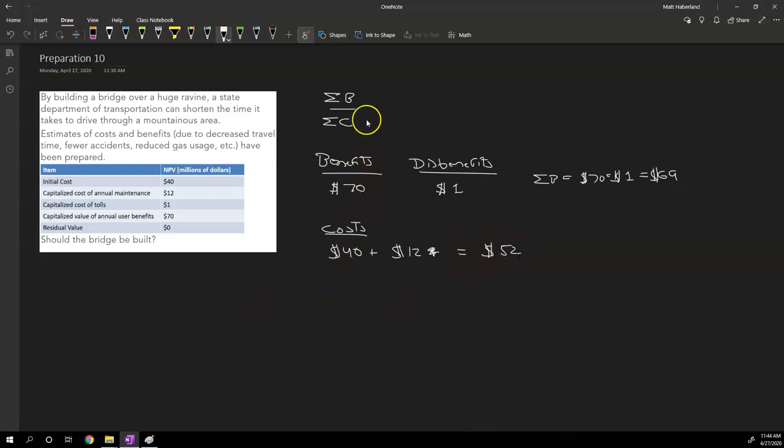All right, so the sum of the benefits over the sum of the costs is equal to 69 divided by 52. Calculate that out, and we get 1.33. And this here is greater than 1, so that means yes, the bridge should be built.